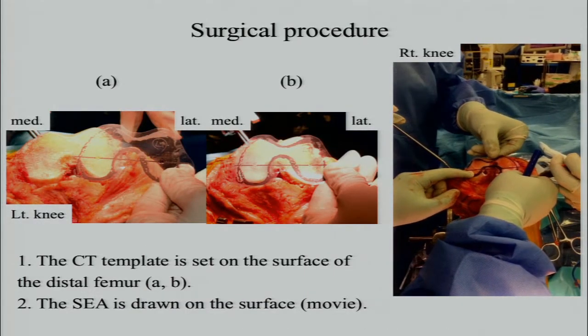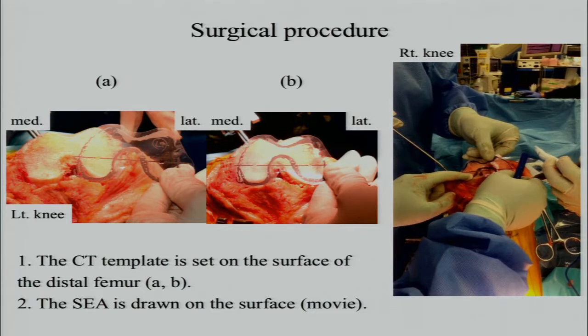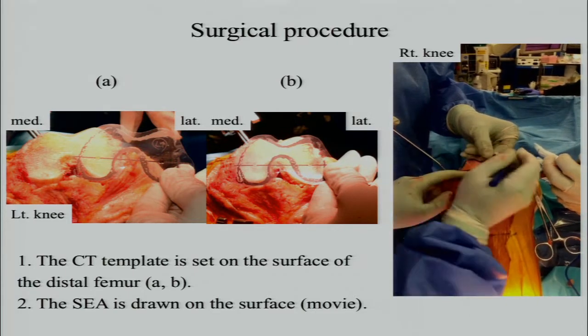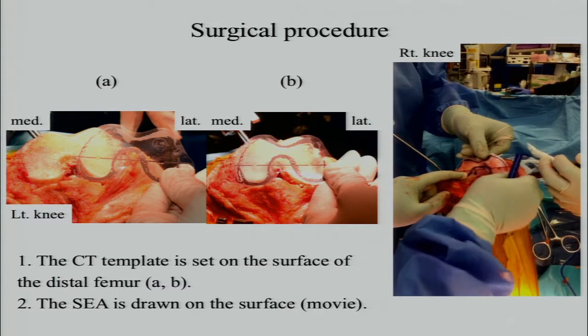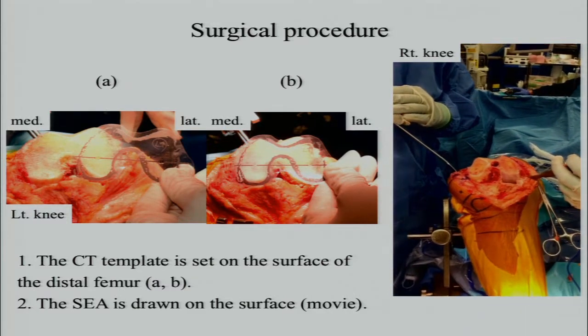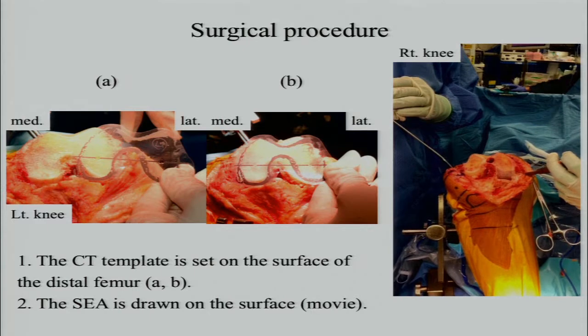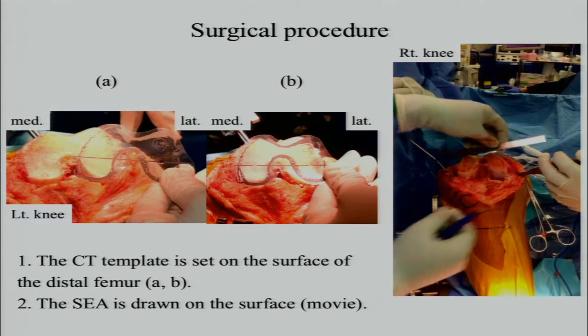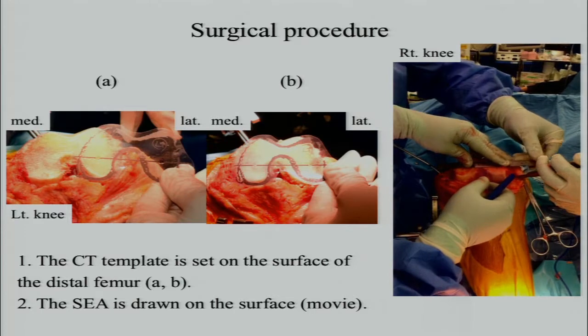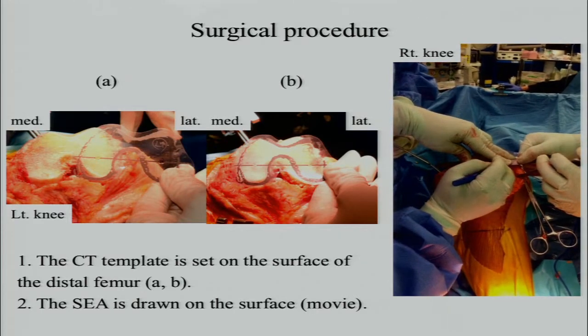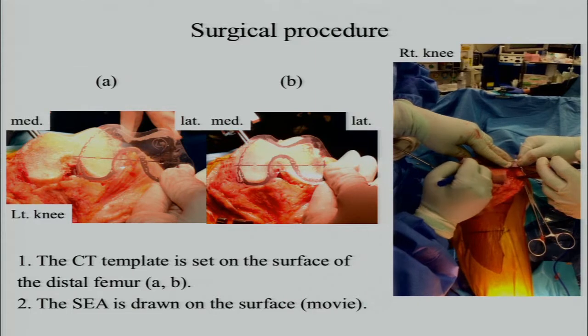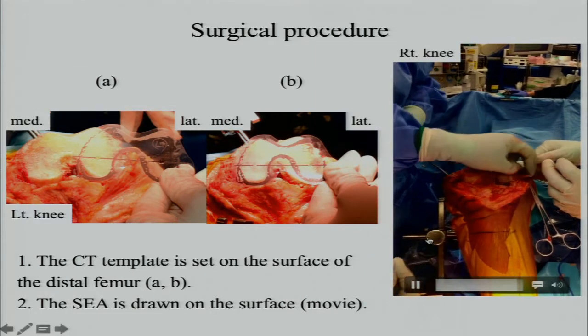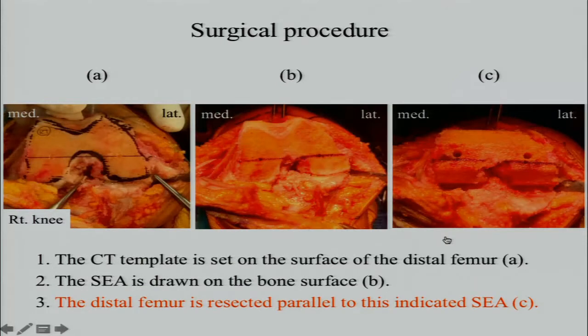Okay, this is a movie that shows how to apply the template in TKA after the distal femoral resection with the conventional method. The CT template is set on the surface of the distal femur. Then the SEA on the template is duplicated onto the distal femur. After that, the distal femur is resected parallel to this SEA with an AP cutting jig.